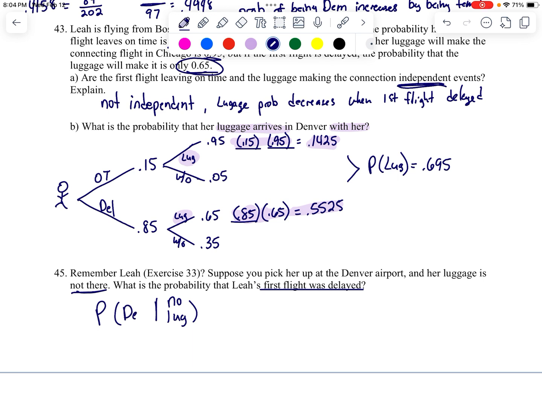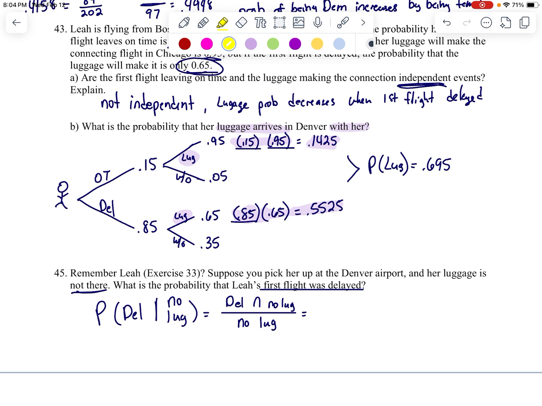What is the likelihood the probability was delayed? So again, this is the hard part, and this is where I'd strongly encourage you to use notation because that helps out a lot. So I need these numbers. I need delayed and no luggage. And I'm going to divide that by no luggage.